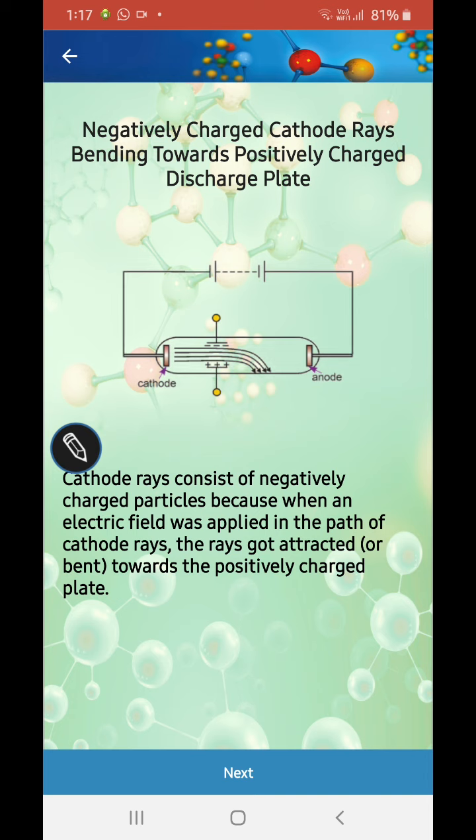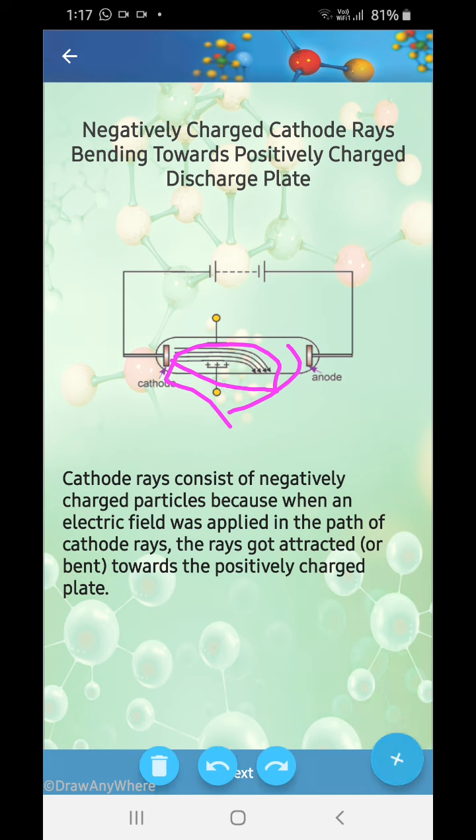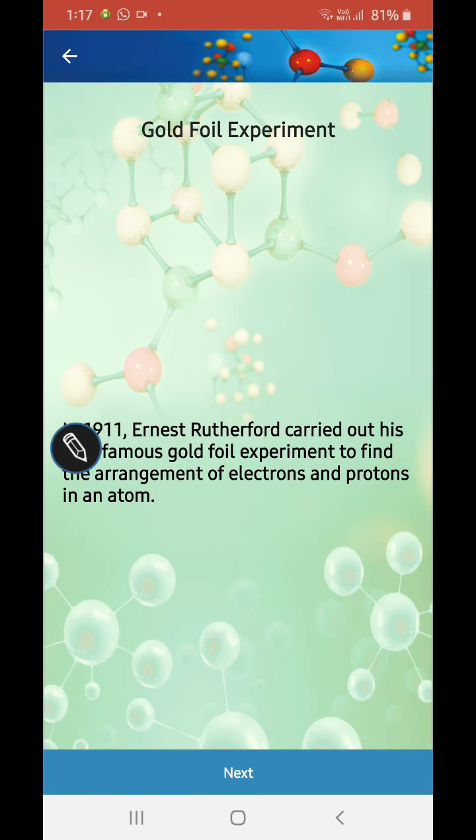Next, the negatively charged cathode rays bending towards the positively charged discharge plate. Here also there was a lot of pressure and a lot of electricity, and you see the rays are bending towards the anode and they will deflect, and therefore J.J. Thomson thought that there are always electrons over there.